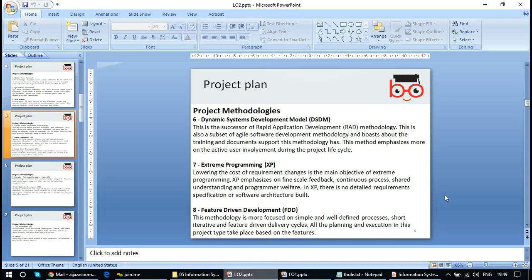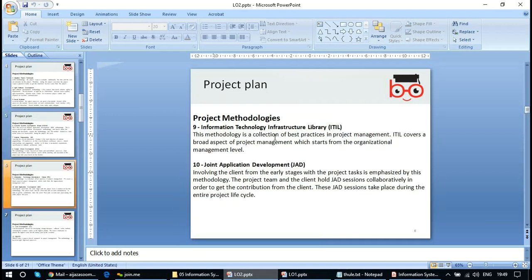So, and then feature driven. This methodology is more focused on simple and well-defined processes and short iterative and feature-driven delivery cycles. So this one is the conventional one, as well as requires producing short iterations. Then information technology infrastructure library. This is also a methodology, a collection of best practices in project management.